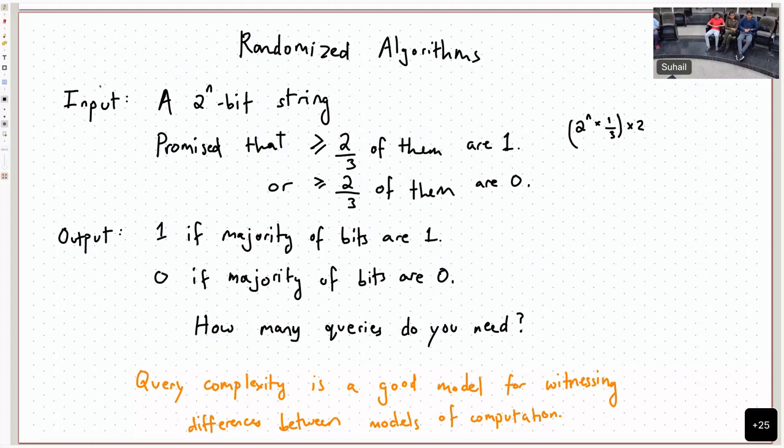Correct, thanks to the promise. So a randomized algorithm can solve this problem, a randomized query algorithm, in one query. A deterministic algorithm needs 2 to the n queries, or almost 2 to the n queries. So this is a huge difference between randomized and deterministic algorithms. We don't have such a difference between the two models in general Turing machines or in general algorithms, but in query complexity, it's very neat. We can find such a separation.